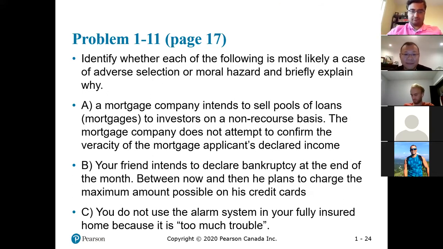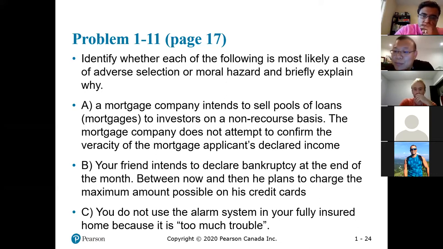Okay, so I think in this case, the mortgage company did not disclose the fact that the mortgage, yeah, you are right. So the mortgage company in the past had an action. The action is choosing not to confirm the veracity of the mortgage applicant's declared income. That's the action. So they did not attempt to confirm the veracity of the mortgage applicant's declared income. So that's what is hidden here. You mean the declared income that was hidden? Yes. Okay. Anyone else?